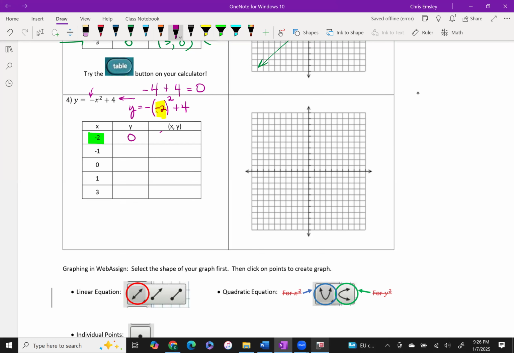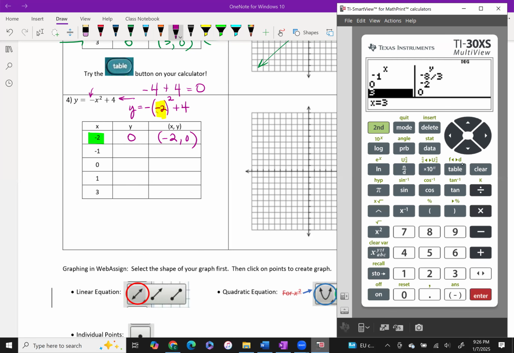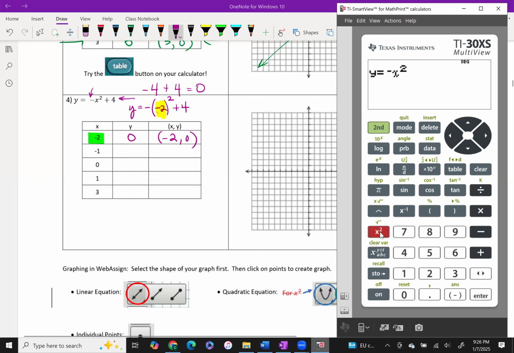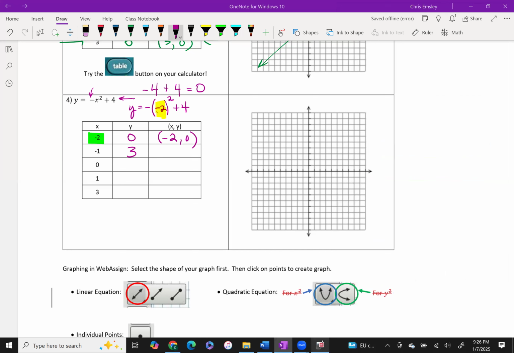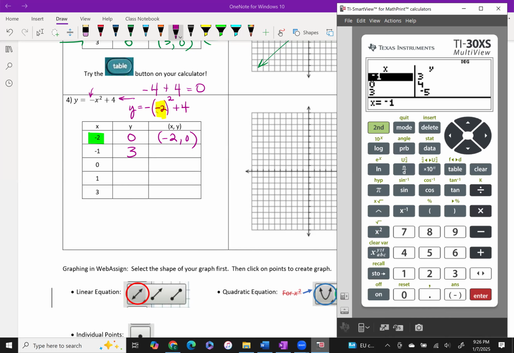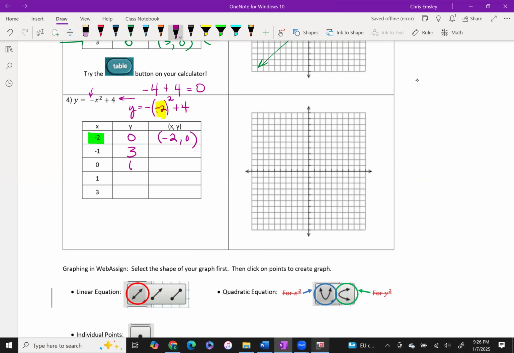So our first ordered pair is -2, comma 0. And again, if I want to fill in that equation here, negative x squared plus 4, I can get my points real quick and easy using that table button on the multi-view calculator. -1, that's the next number. For -1, y is 3. And for 0, y is 4.